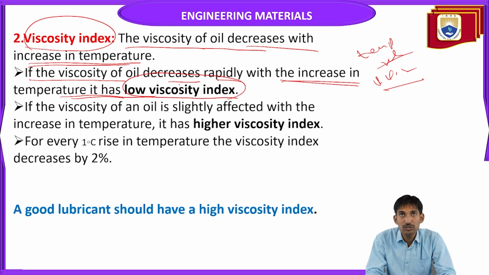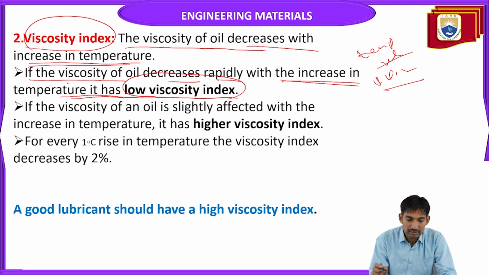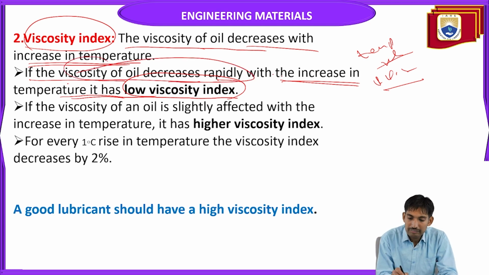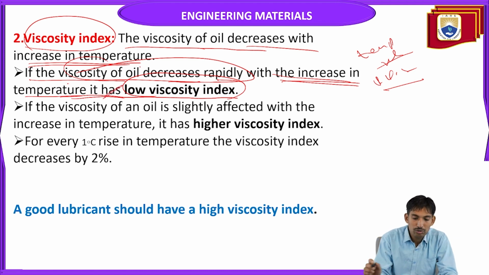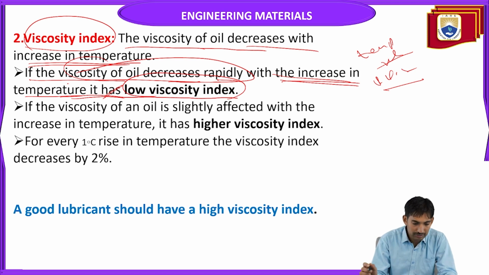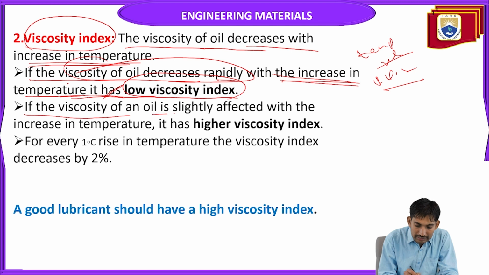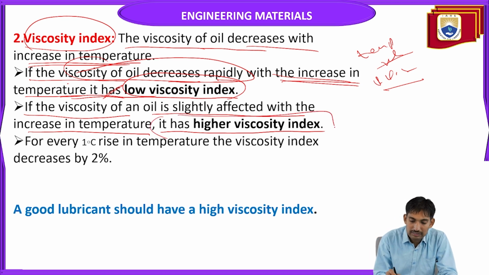If the oil contains low viscosity index, what happens? The viscosity of oil decreases rapidly with increasing temperature. That oil contains low viscosity index when its viscosity decreases rapidly with increasing temperature. If the viscosity of an oil is only slightly affected by increasing temperature, then it has higher viscosity index.